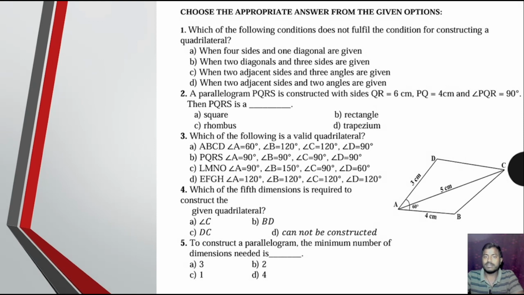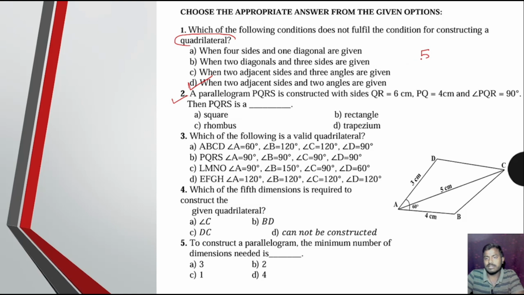Which of the following conditions does not fulfill the condition for constructing a quadrilateral? So the correct answer is option number D, because we know that when we construct a quadrilateral, we need 5 measurements, that is 4 sides and 1 angle, or 2 angles and a diagonal, or 3 sides. Well, next.